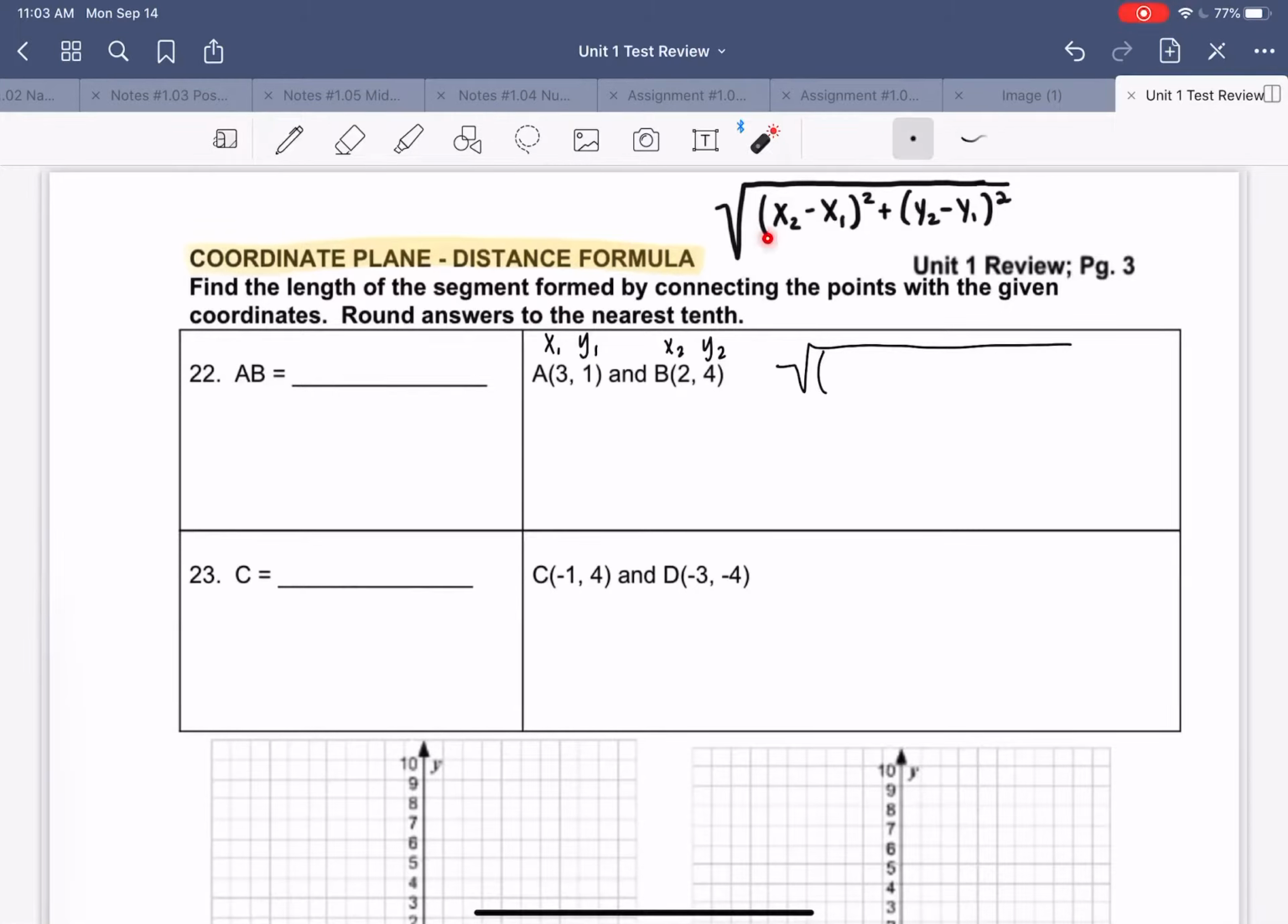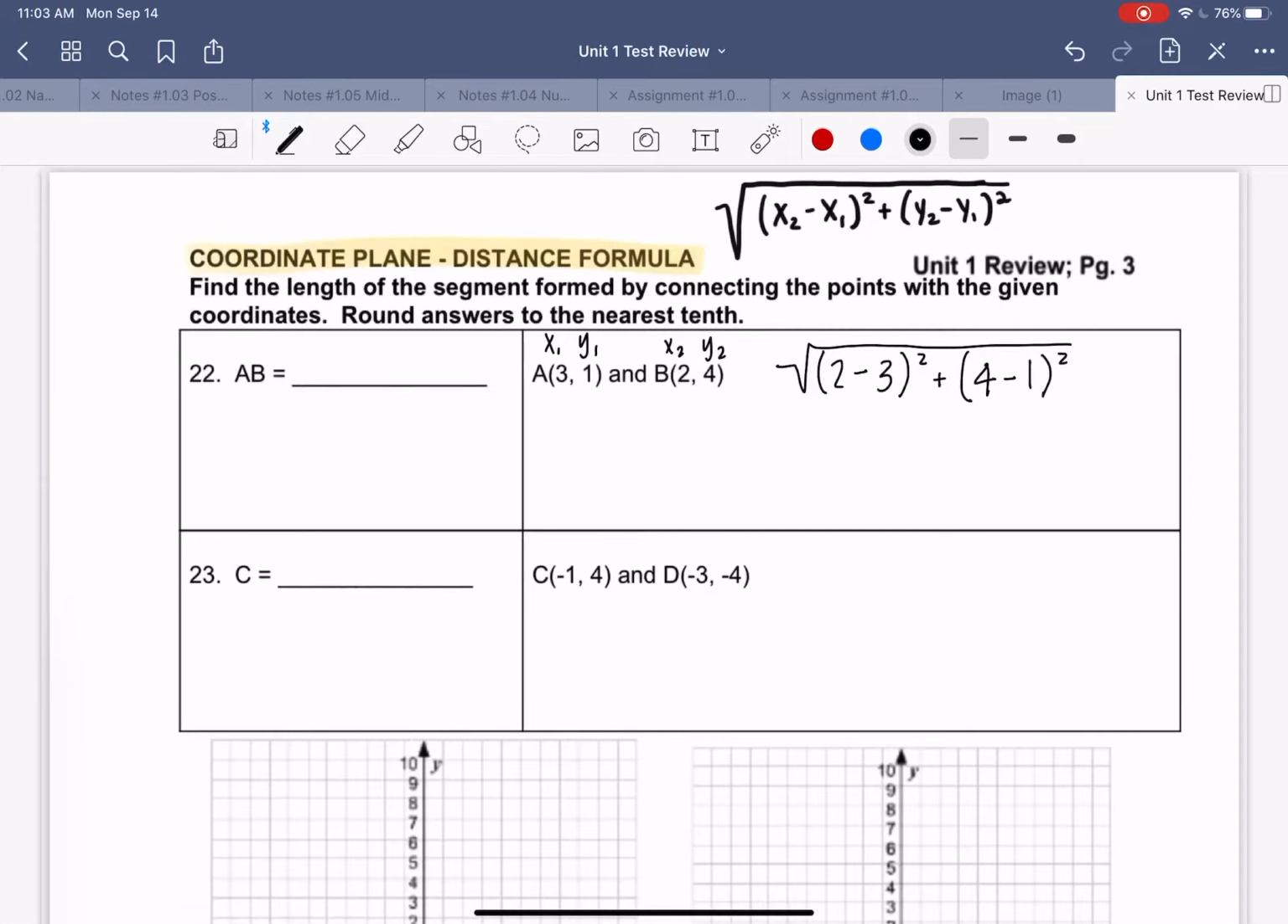So our x2 is 2. So we're writing 2 minus our x1, which is 3. Close the parentheses and square it. Plus our y2, which is 4, minus our y1, which is 1. Close the parentheses and square it.